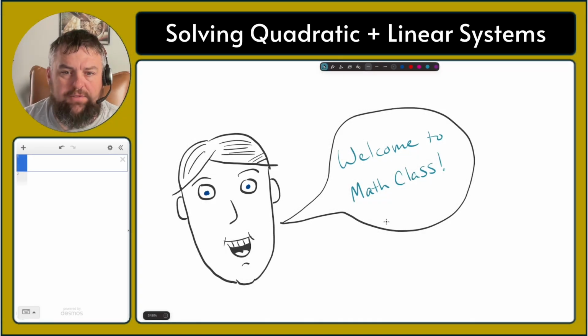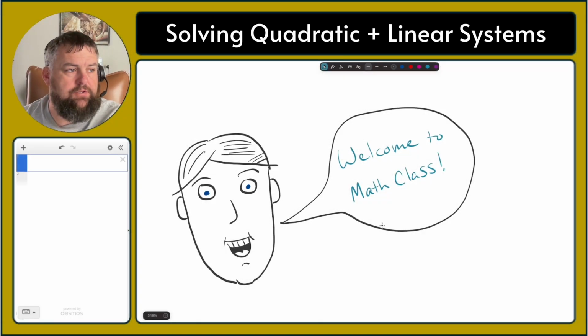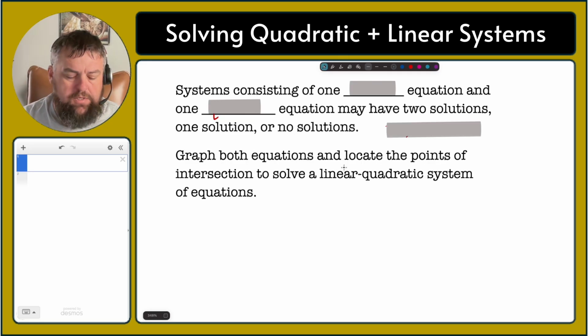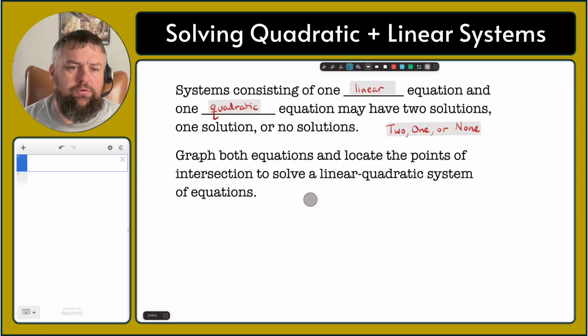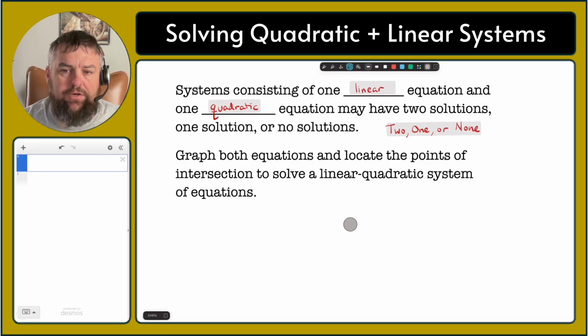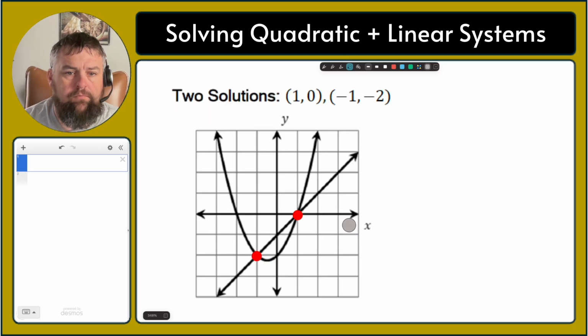Welcome to math class. Today, we're going to be covering the topic solving quadratic and linear systems. Systems consisting of one linear equation and one quadratic equation may have two solutions, one solution or no solutions, or as I like to say, two, one, or none. We're going to graph both equations and locate the points of intersection to solve a linear quadratic system of equations.